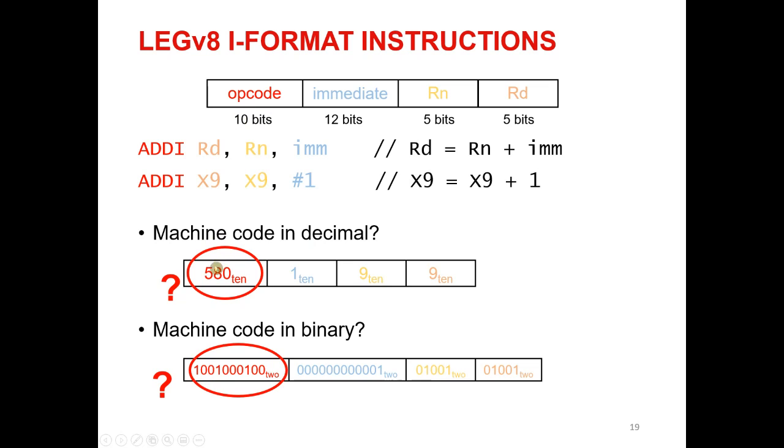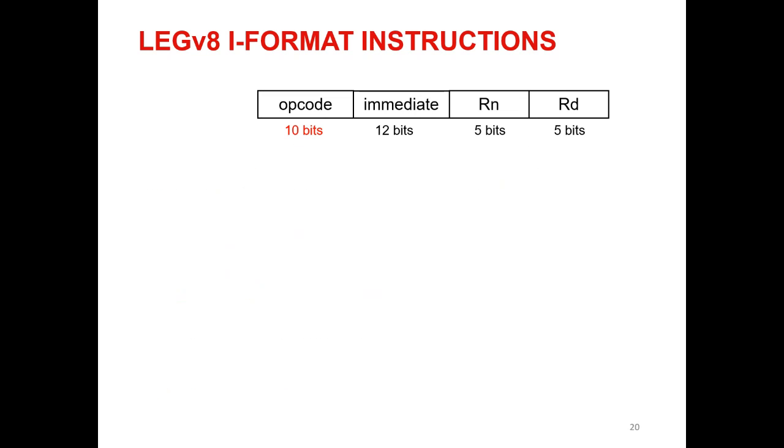So from where did I get this number? Because the rest of the numbers, I guess, are clear. So here register 9, I just put a 9. Here register 9, I just put a 9. And here immediate value 1, I just put 1. And then converting this to binary is obvious. But from where did I get this number?